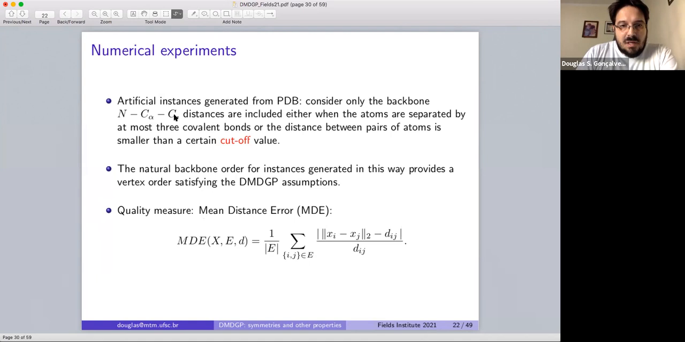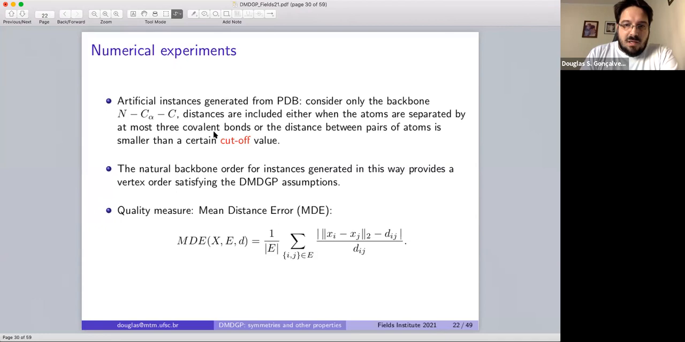And the distances are included if the atoms are separated by at most 3 covalent bonds. We know that this is an artificial assumption, in the sense that some of these distances may not be available in practice, but it was only for test purposes.